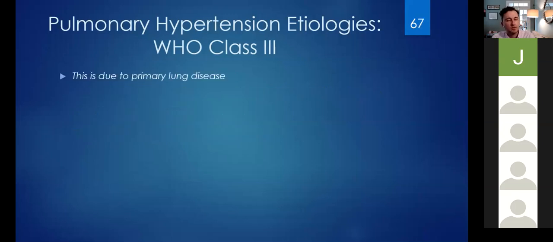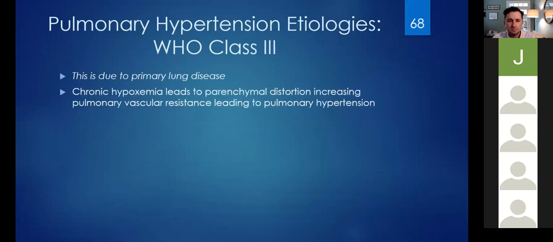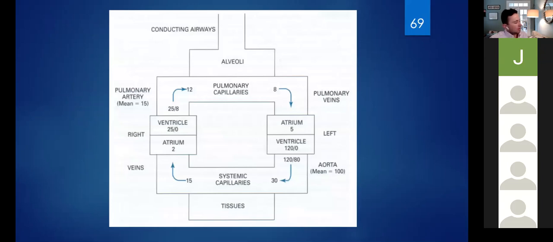Okay, so class 3 is pulmonary hypertension due to primary lung disease. Most commonly, this is going to be COPD, obstructive sleep apnea, ILD, those kinds of things. But the chronic hypoxia in these conditions leads to parenchymal distortion, which again increases our pulmonary vascular resistance. So this increase in PVR really is the driving force in this whole entity.